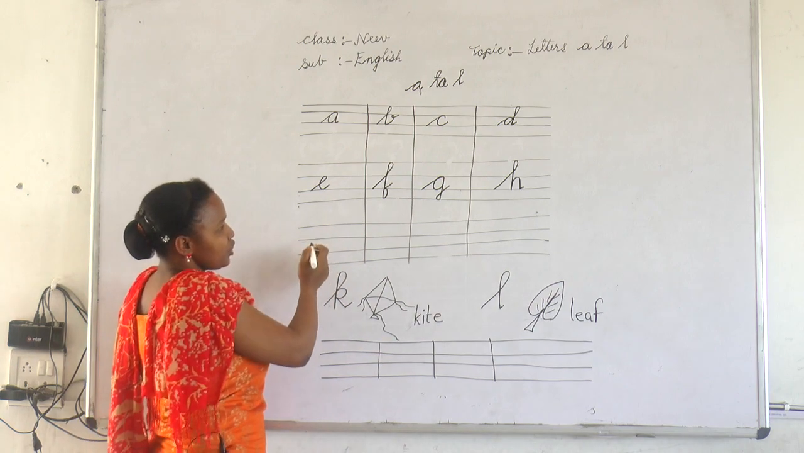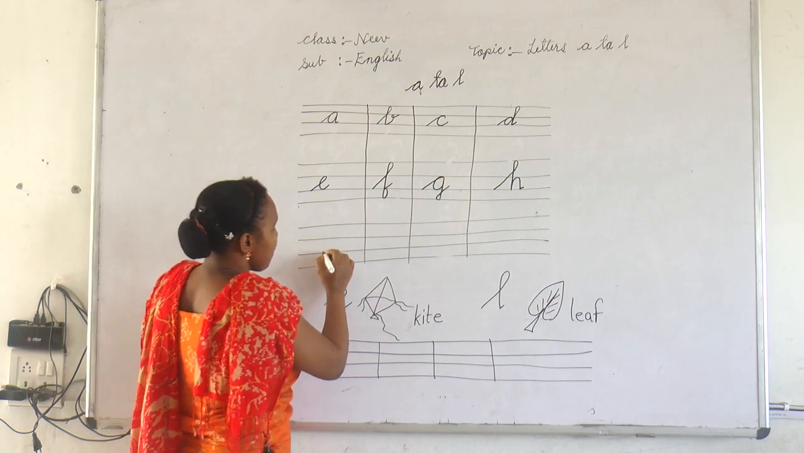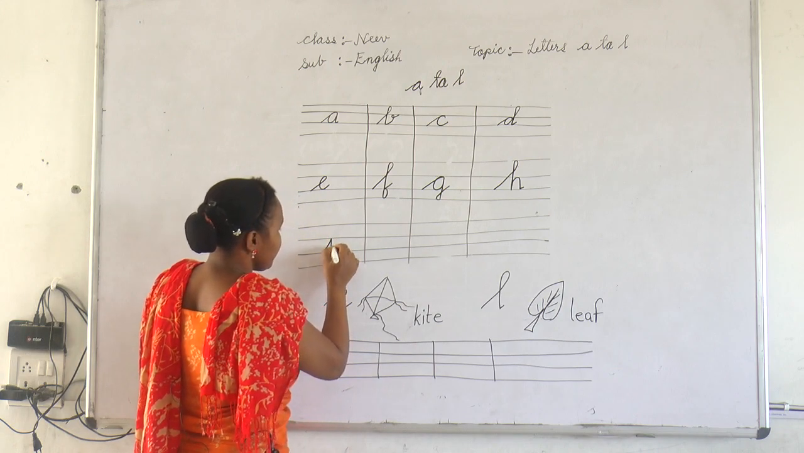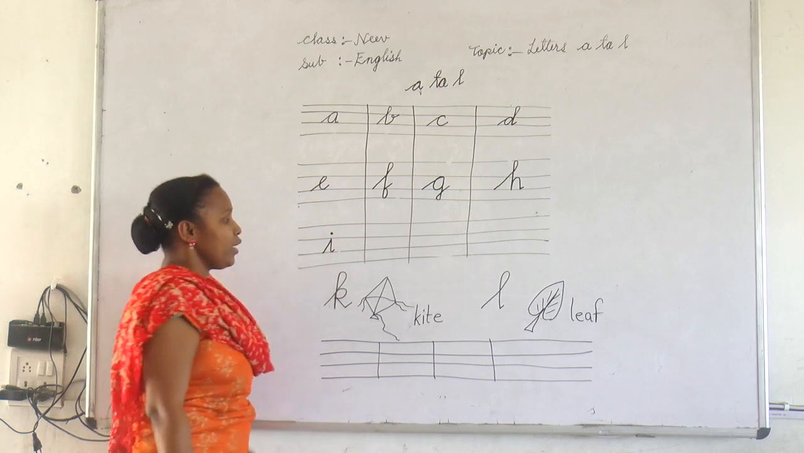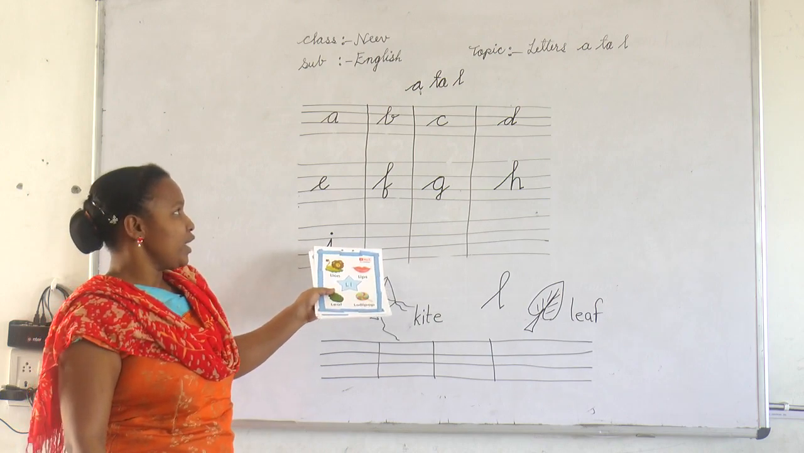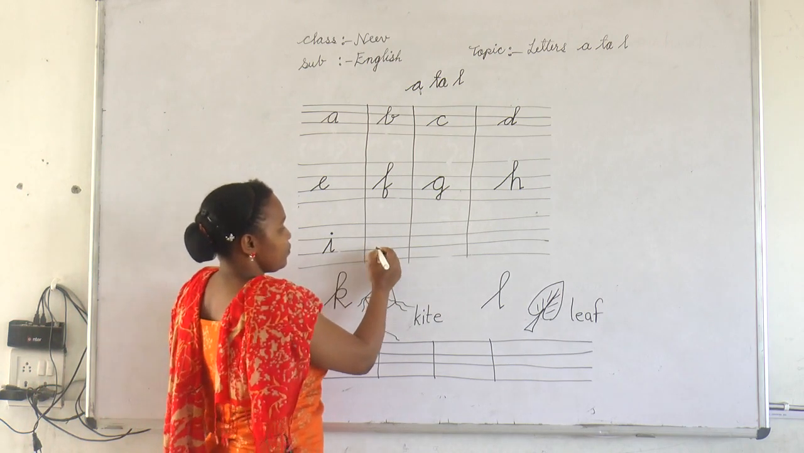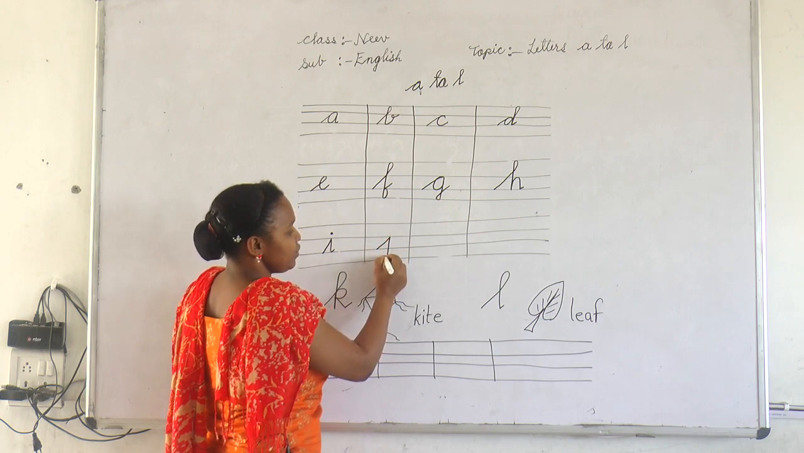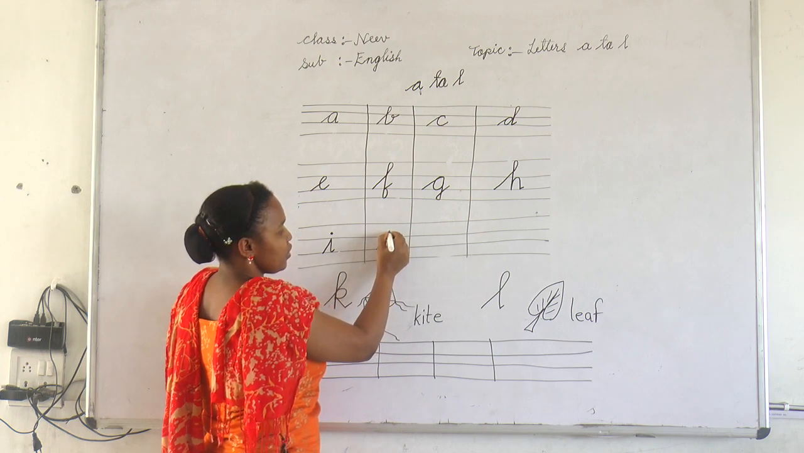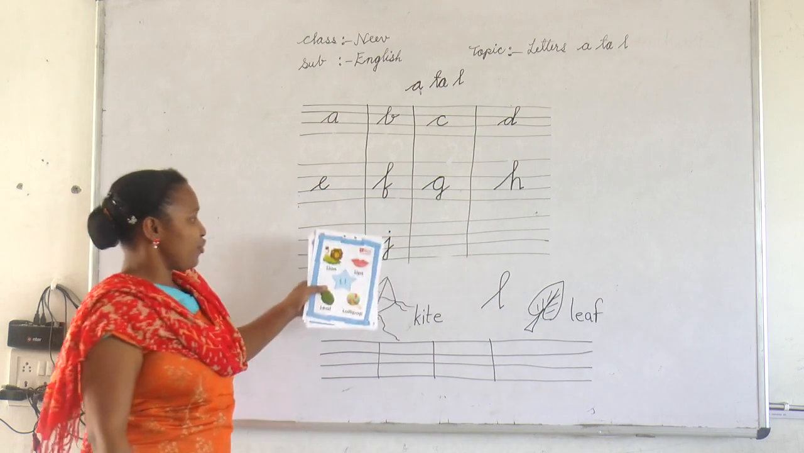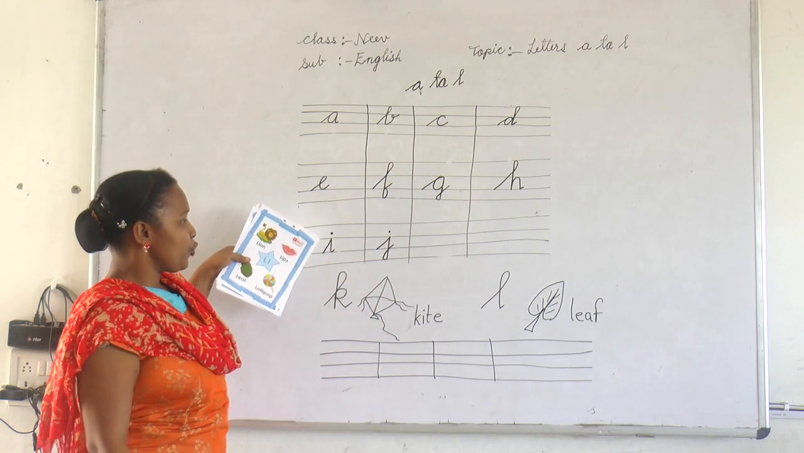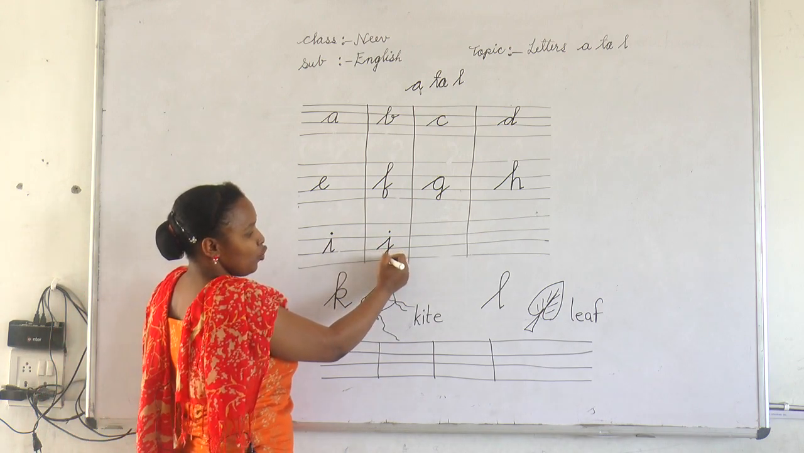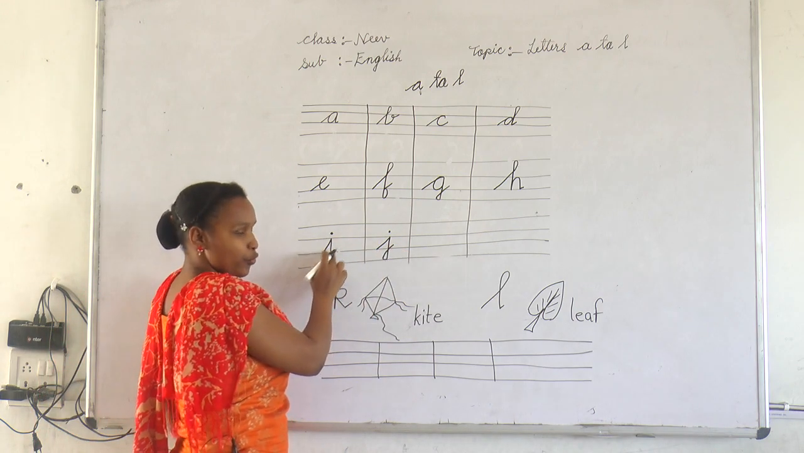Okay. After H, I. Slant line, standing line, then dot. Okay. Same like I, you have to write J. Slant line, standing line, J will come in third line. J letter will come in 3 lines. Okay. I letter will come in 2 lines, J letter will come in 3 lines. And for J, loop will come, and for I, loop will not come.